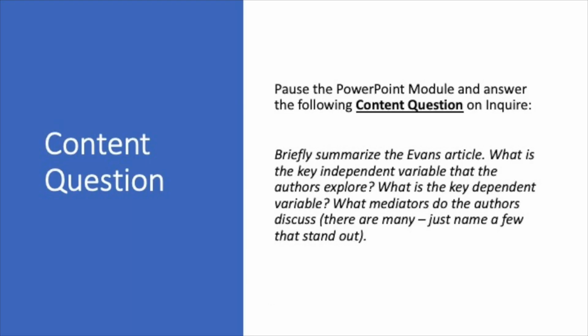This brings us to our content question for this week. I want you to briefly summarize the Evans article that I had you read called Stressing Out the Poor. Identify the key independent variable that the authors explore and also the key dependent variable. What mediators do the authors discuss? And I will say there are many mediators they discuss. I want you to just name a few that stand out.